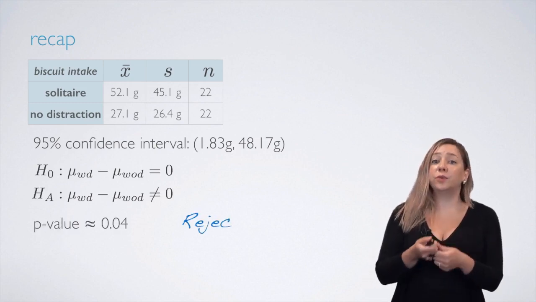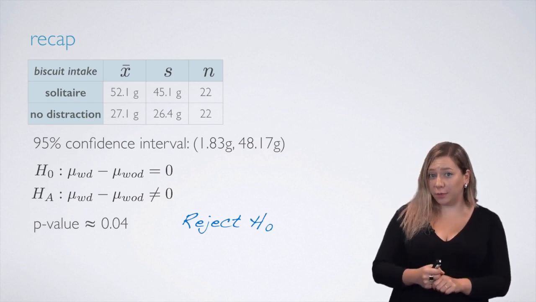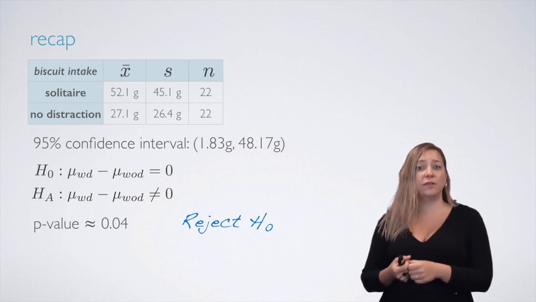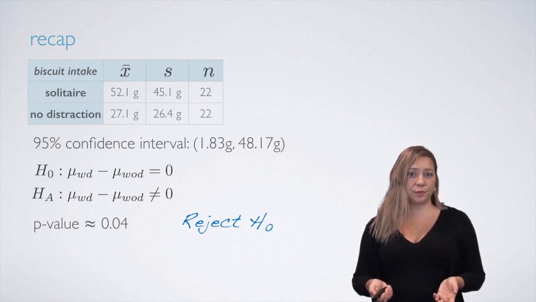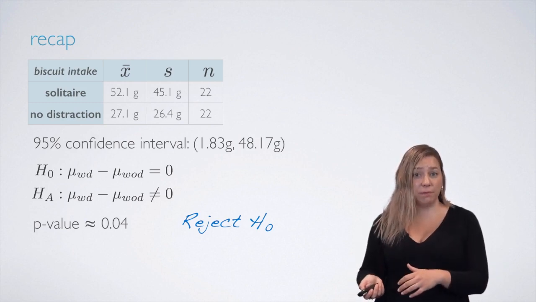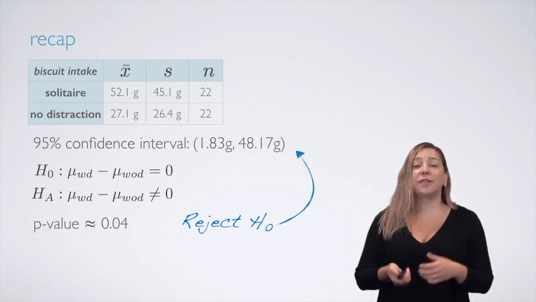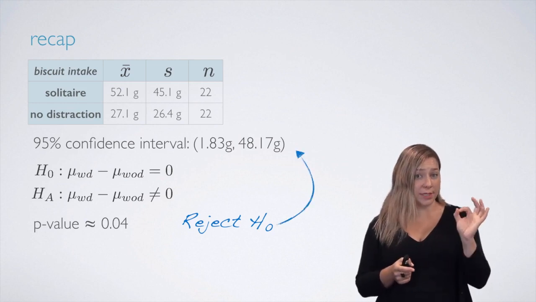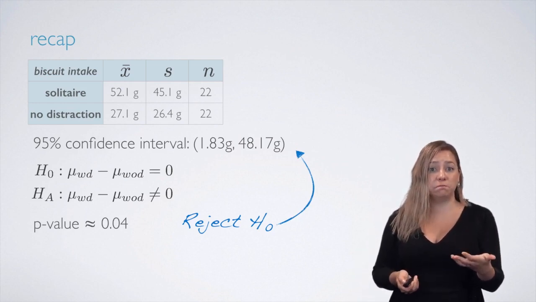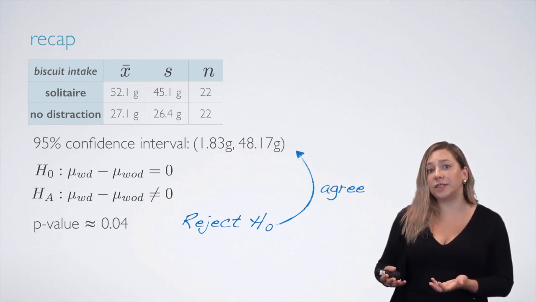Which means that we would reject the null hypothesis and conclude that these data do indeed provide convincing evidence that there is a difference between the average snack intake of distracted and non-distracted eaters. And do the results of the confidence interval and the hypothesis test agree? We use similar methods, so they really should. We rejected the null hypothesis that set the difference between the two means equal to 0, and therefore this null value should not be included in our confidence interval, and indeed it's not. Therefore, the results from the hypothesis test and the confidence interval do agree.